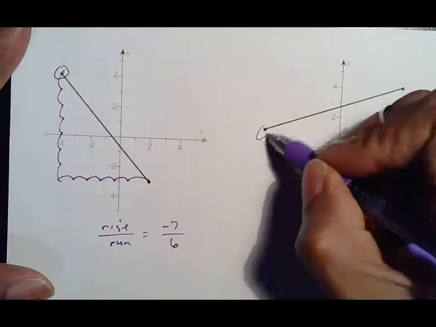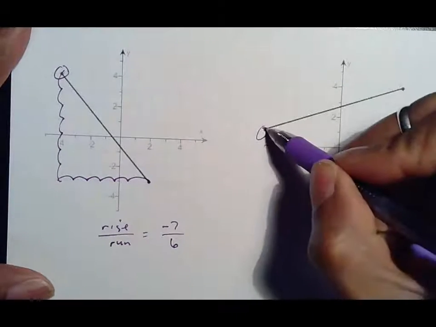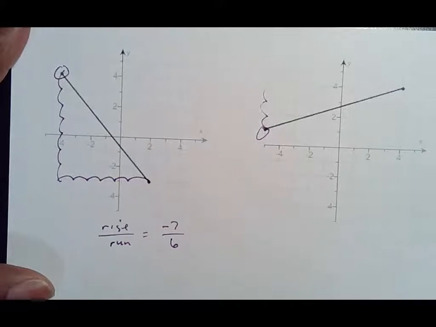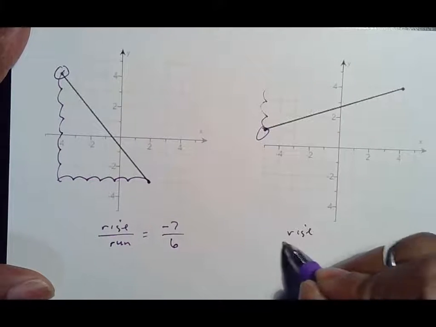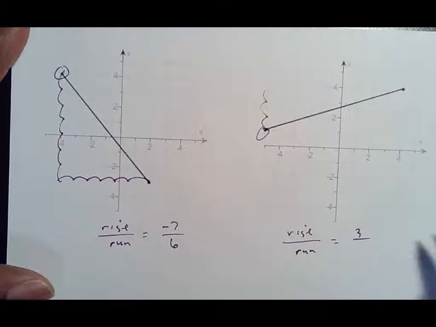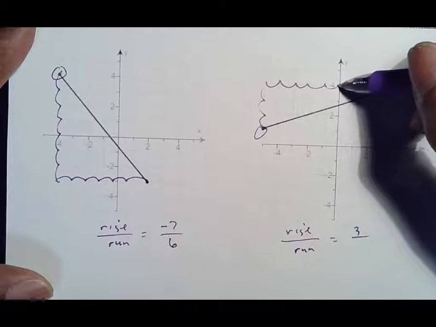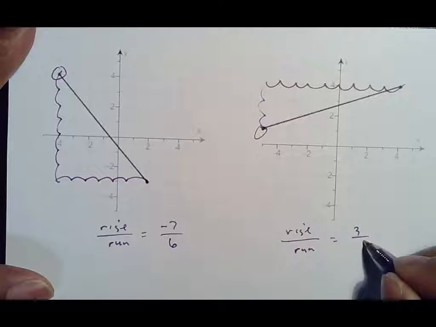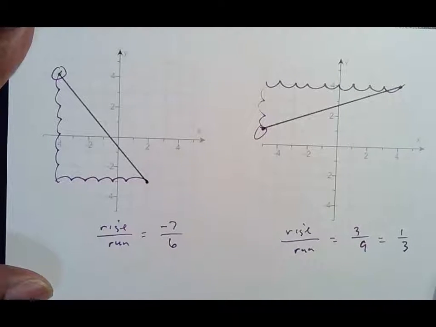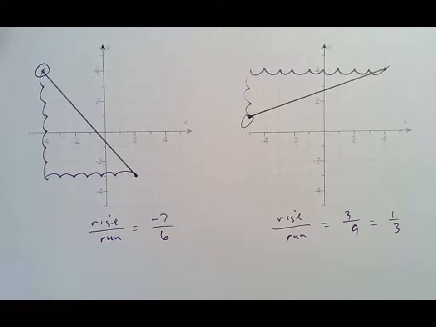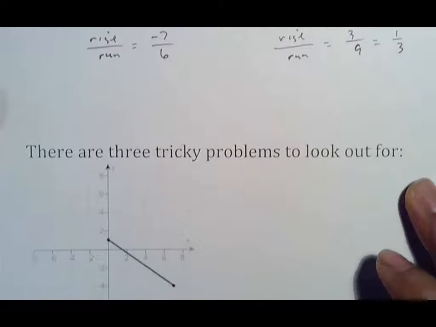Same thing here, always start from the left. To get to that point, I have to go up 3. So my rise is 3. My run is 1, 2, 3, 4, 5, 6, 7, 8, 9. And you always have to reduce or simplify your fraction, and that is how you find the slope of what's going on. There are tricky problems to look out for.